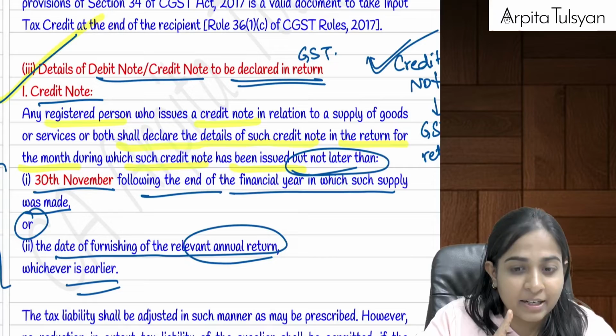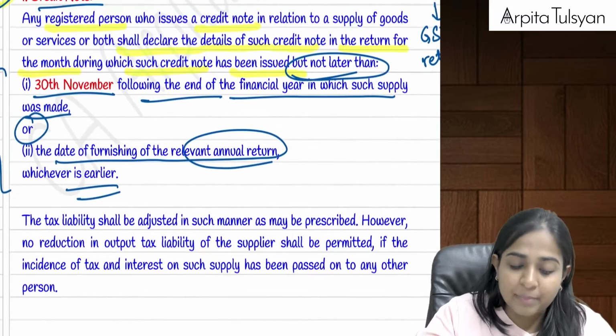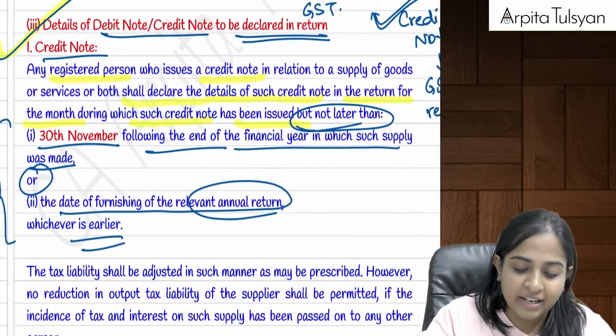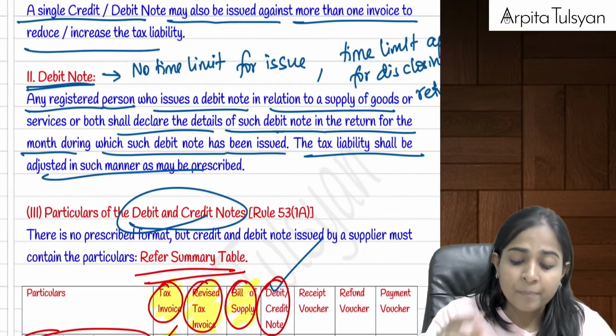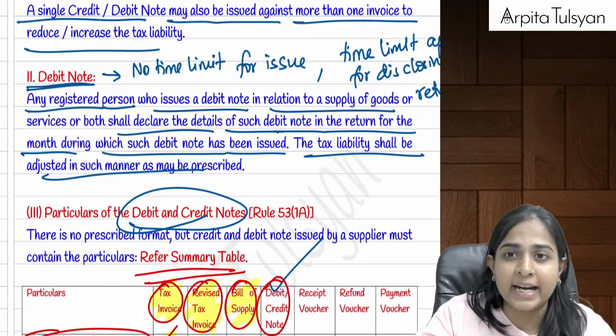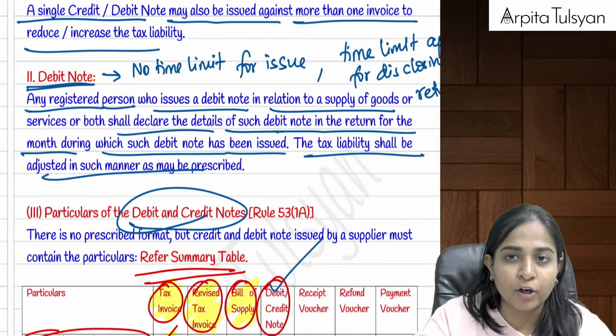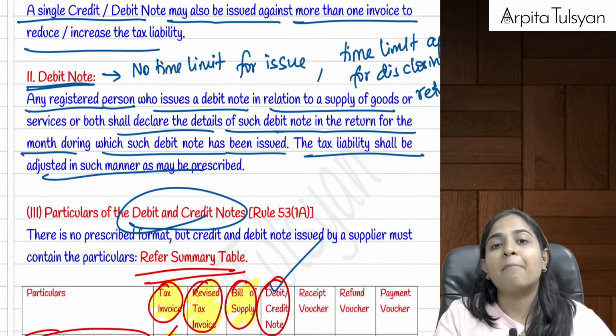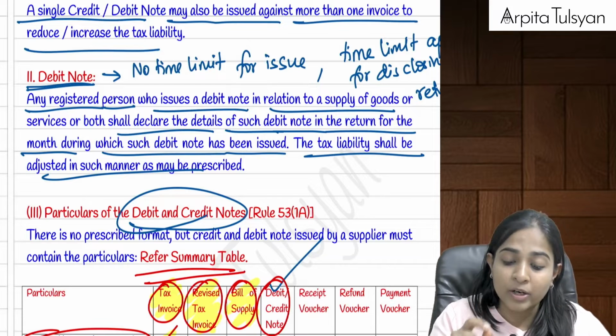Okay, then your tax liability will not get reduced. Similarly, even debit notes should be disclosed in your return. There is no time limit for issuing the debit note. A debit note can be issued at any point of time, but there is a time limit applicable for disclosing the debit note in the GST return.